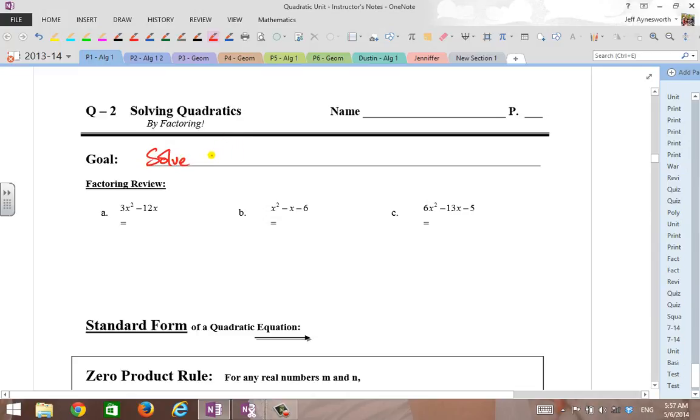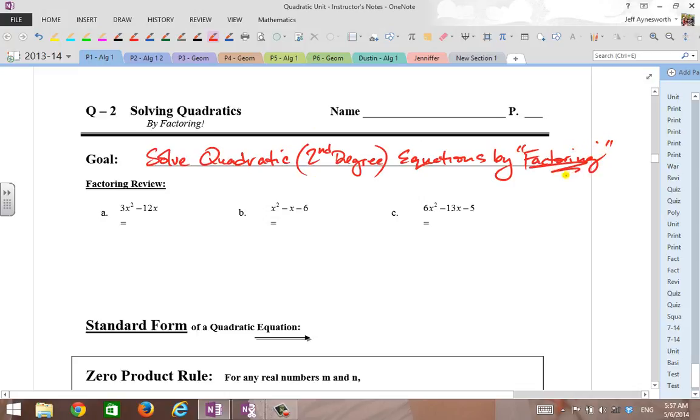quadratic equations by factoring. So quadratic, which is second degree equations, quadratic, second degree, equations by factoring. That's our first technique in this unit that we want to explore. There are many different techniques that we're going to explore.